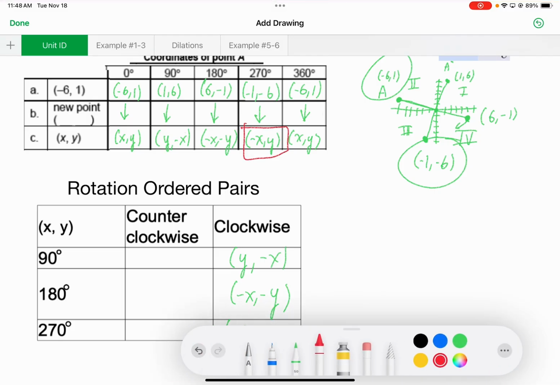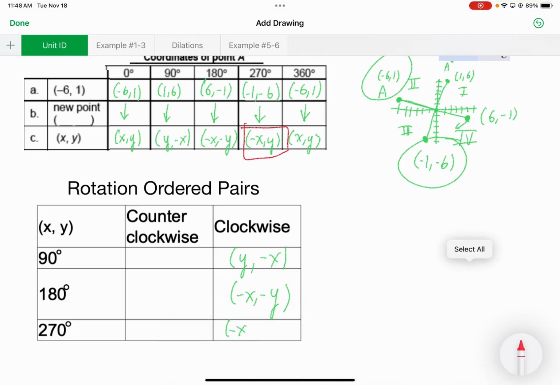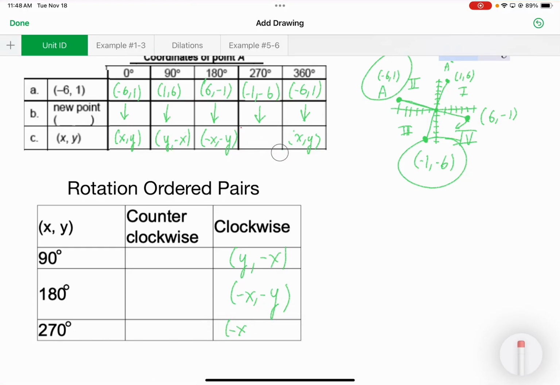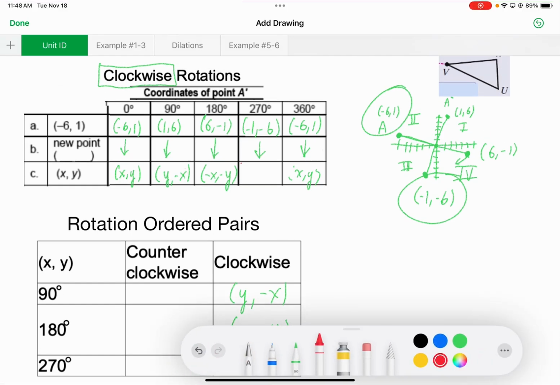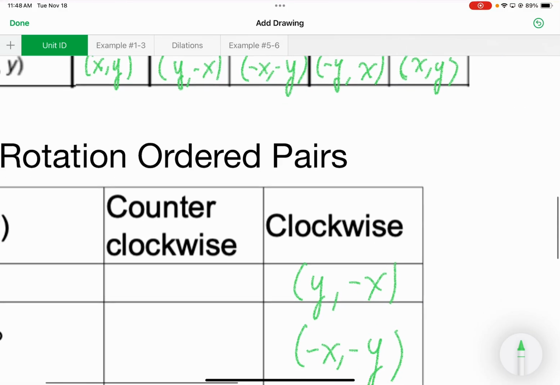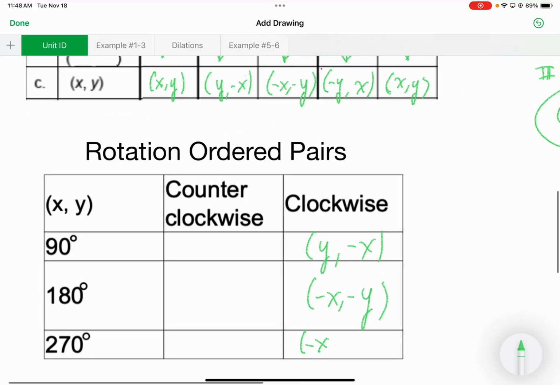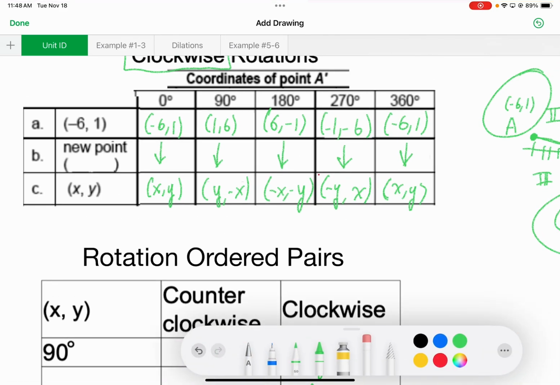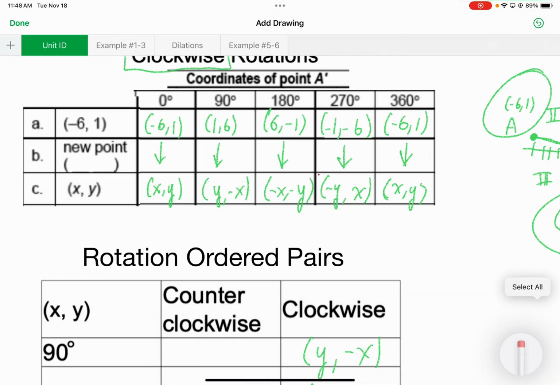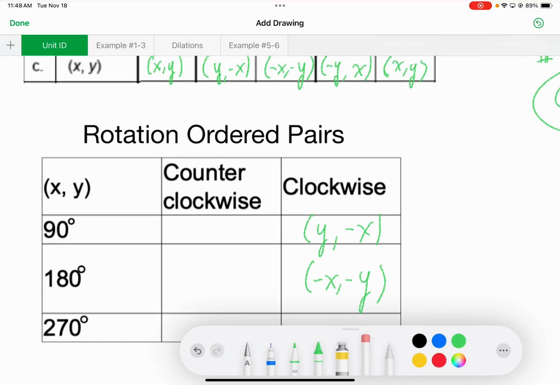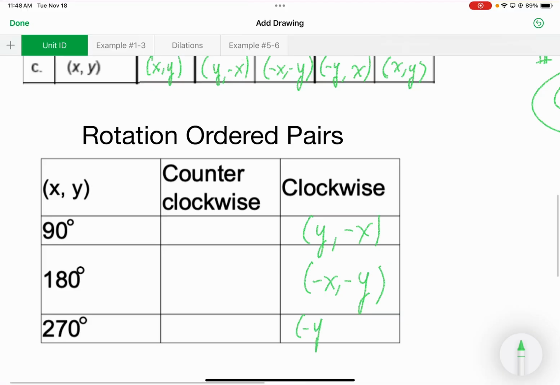Does anybody know what it should be? It should be -y, x. We were all wrong. I'm sorry about that, guys. I don't like to make mistakes. Everybody makes mistakes. Wait, which one did we change? The one for 270. What do we do instead? We're going to change it to -y, x instead of -x, y. So then this becomes -y, x.